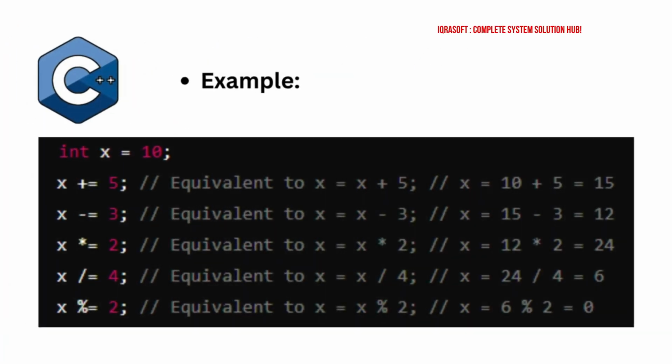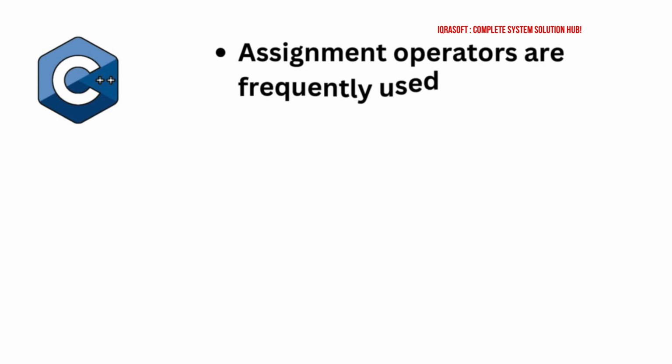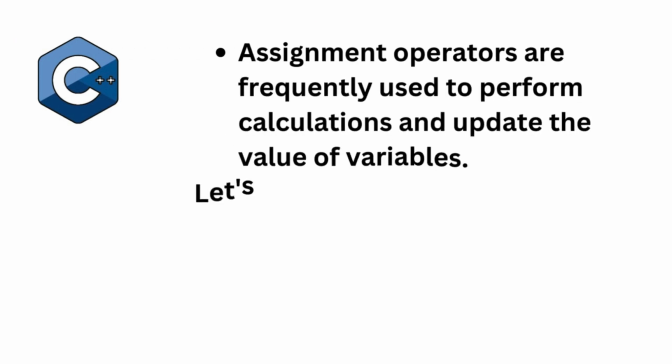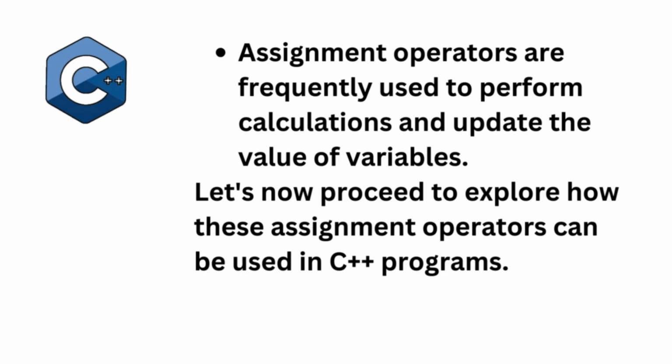Example: int x = 10; x += 5, equivalent to x = x + 5, x = 10 + 5 = 15. x -= 3, equivalent to x = x - 3, x = 15 - 3 = 12. x *= 2, equivalent to x = x * 2, x = 12 * 2 = 24. x /= 4, equivalent to x = x / 4, x = 24 / 4 = 6. x %= 2, equivalent to x = x % 2, x = 6 % 2 = 0. Assignment operators are frequently used to perform calculations and update the value of variables. Let's now proceed to explore how these assignment operators can be used in C++ programs.